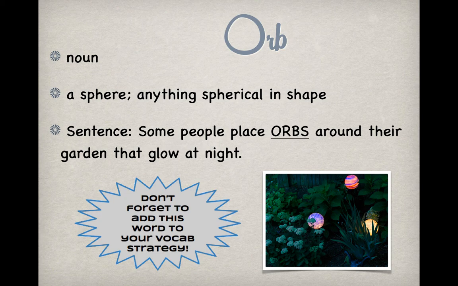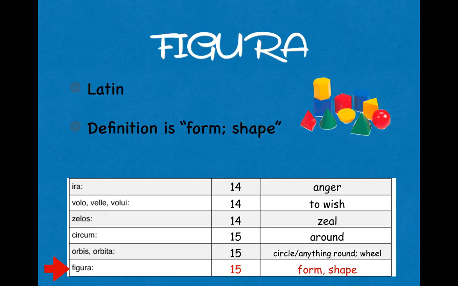Don't forget to add this word to your vocab strategy before moving on to our second to last root in this lesson, which is figura. The definition of this root is form or shape. Make sure you're adding this to your root card so you have a nice comprehensive list of all of your roots. We have one vocab quiz after this one, which will have all of the roots from the beginning of the year. So it's really important that your list on your root card is up to date. And again, figura means form or shape.